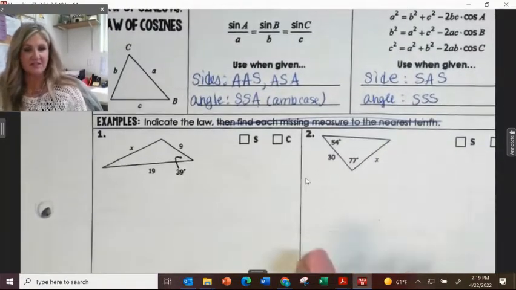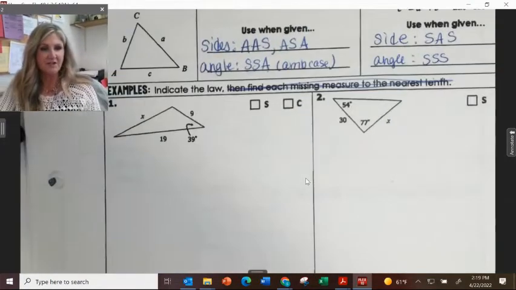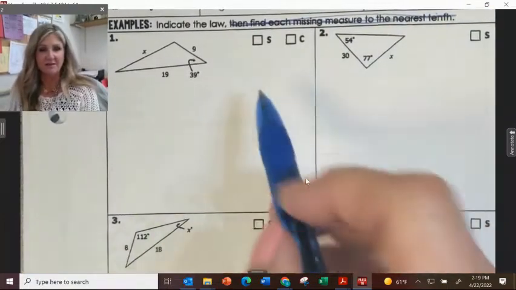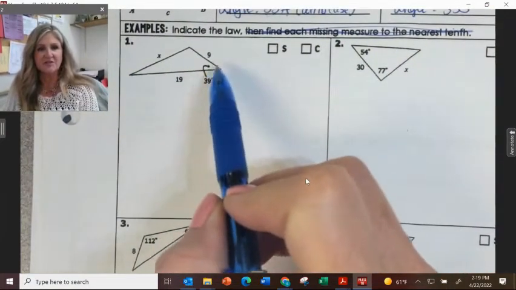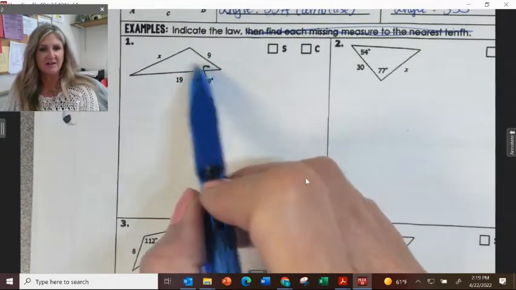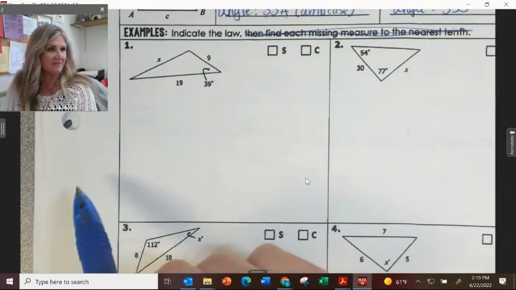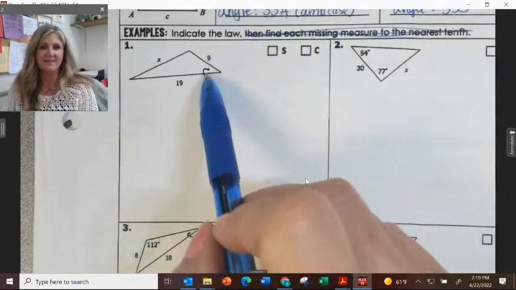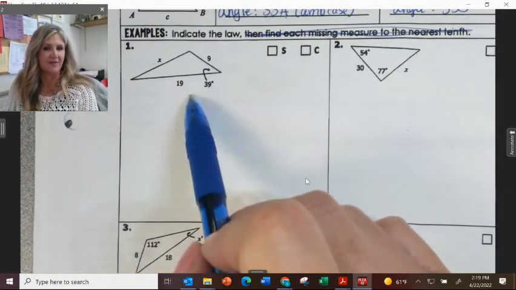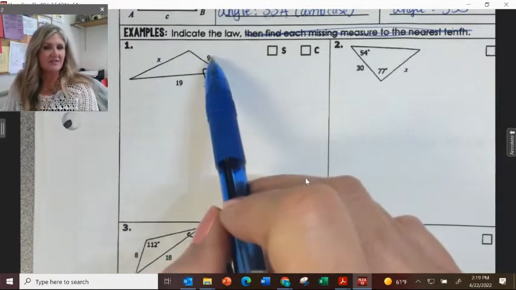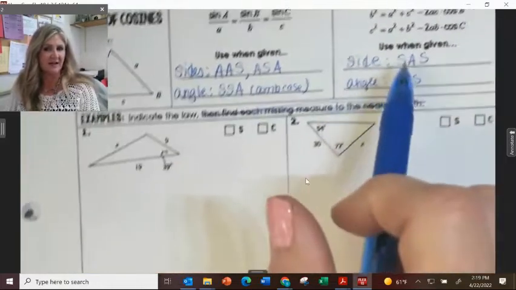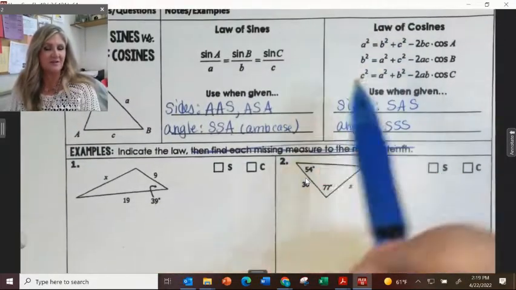So let's look at this first example and let's decide which one to use. If we can use the law of sines, then we should use it because it's the easiest one. So let's look at this. Could I do the sine of 39 over x, and do I have enough information to set it up and use the law of sines? No, we don't. Because if I have this over this, I don't know an angle to put over that or an angle to put over that, and I can't find it. So this is a situation where we've got side, angle, side. What do we use on side, angle, side? We have to use law of cosines.